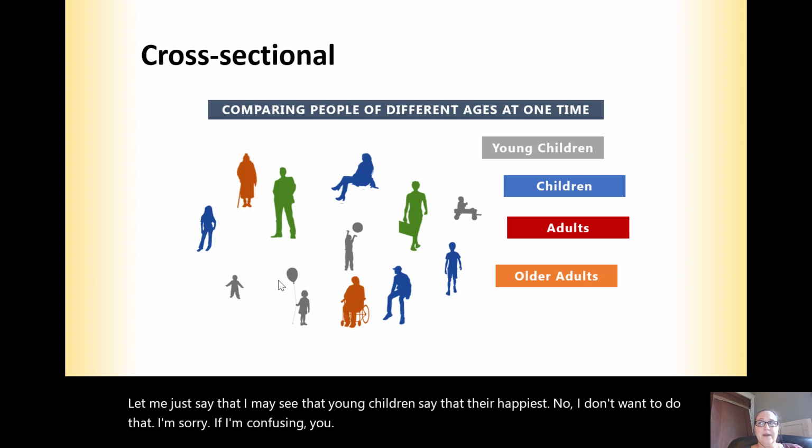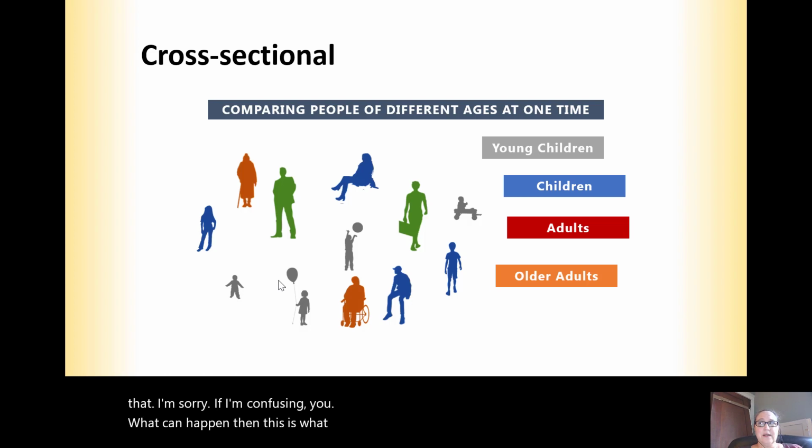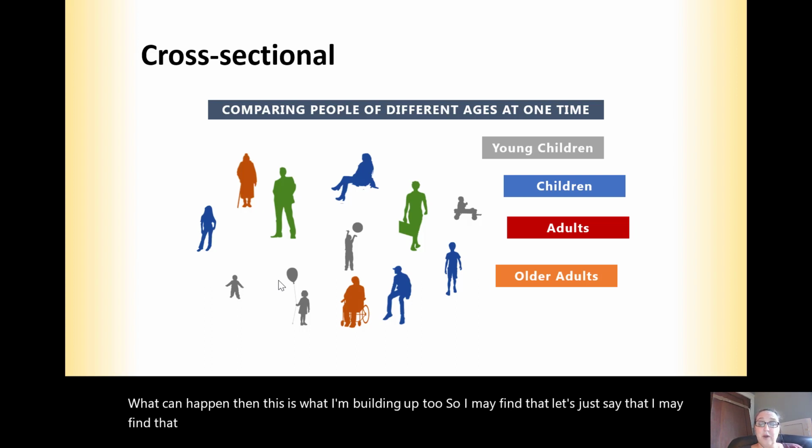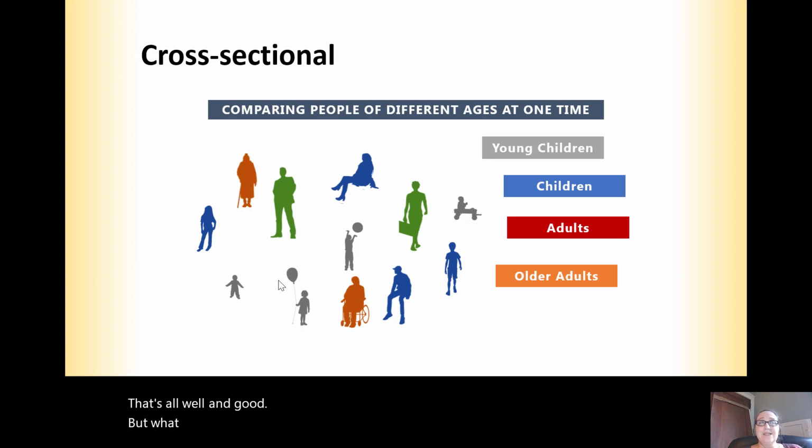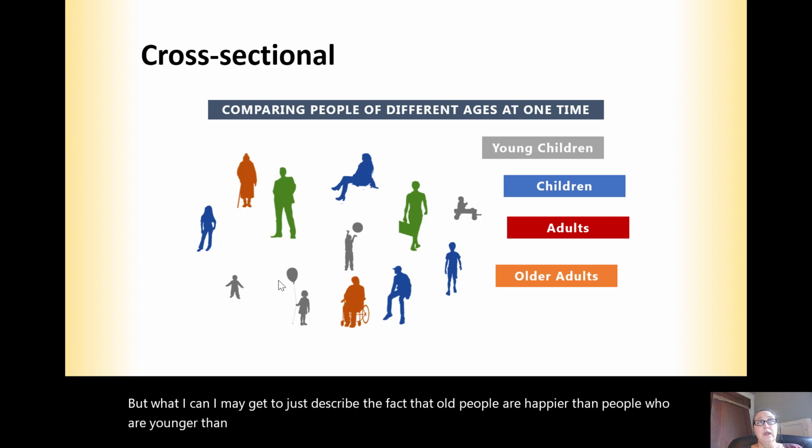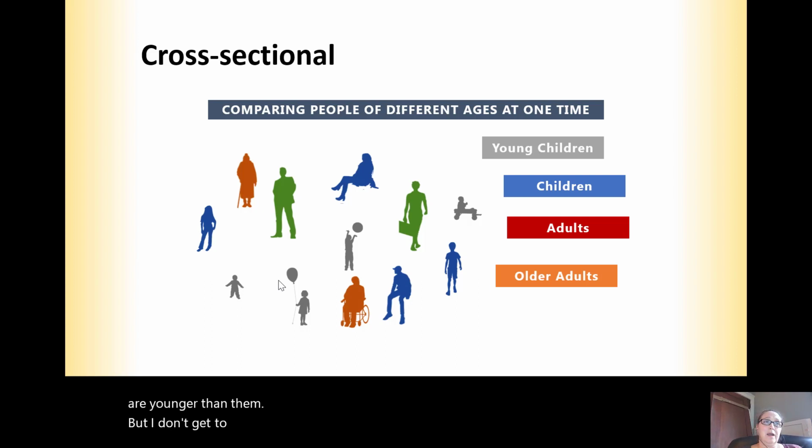So what can happen? This is what I'm building up to. Let's just say that I may find that old people are happiest. That's all well and good. I get to just describe the fact that old people are happier than people who are younger than them. But I don't get to say that getting old causes greater happiness, because I haven't watched the same people change over time.